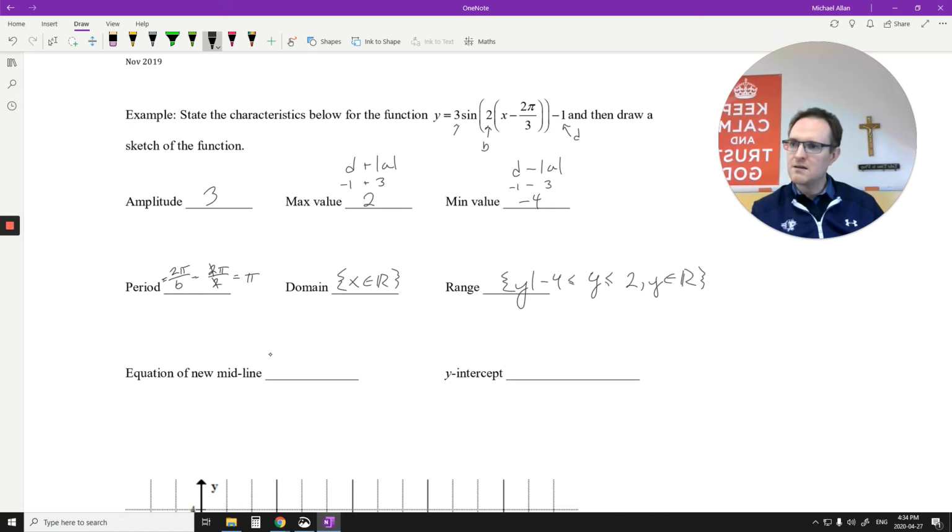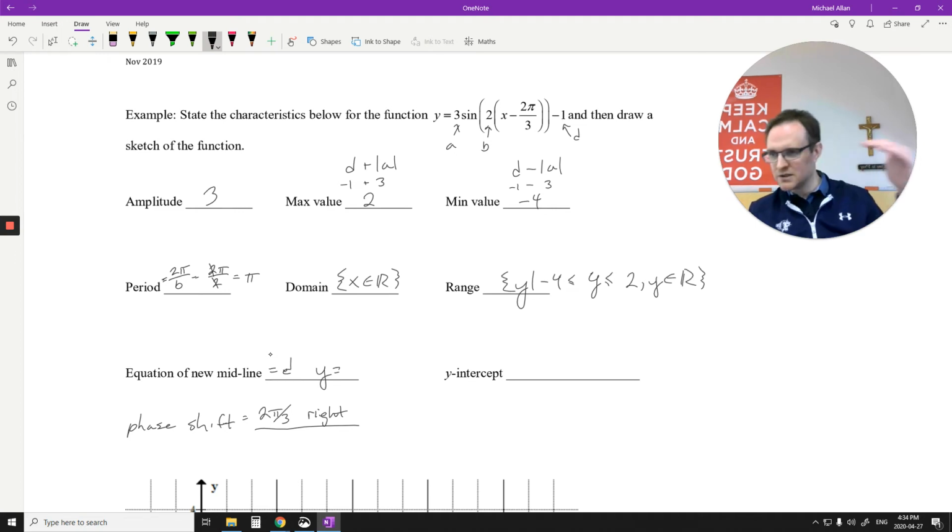So B, this is my A. Okay, I don't have anything about phase shift in there, so I'm going to put my phase shift down here. I have a phase shift. Why not plot it? My phase shift is going to be 2/3 pi to the right. The equation of the midline, which is my D value, essentially, is y equals -1, because it's an equation of a horizontal line.